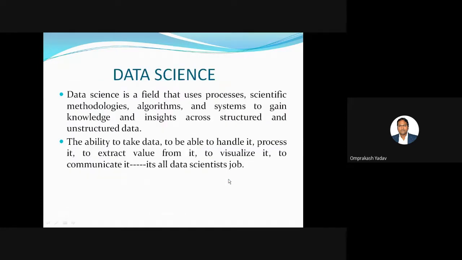So as a data science, how is it clearly defined? Data science is a field that uses processes, scientific methodologies, algorithms, and systems to gain knowledge and insights across structured and unstructured data. Now, let me clear you what you mean by structured and unstructured data.